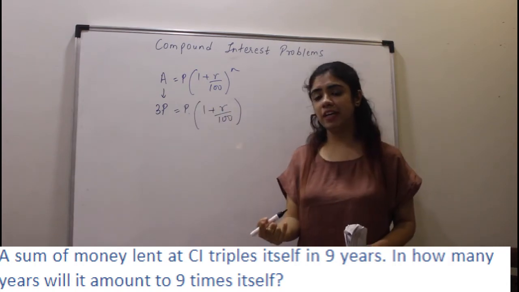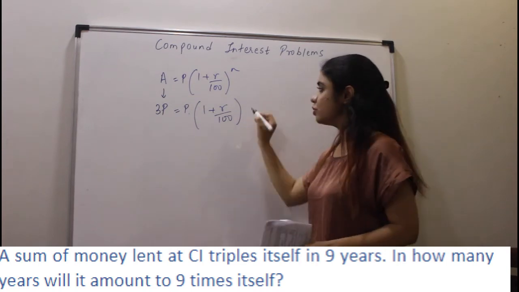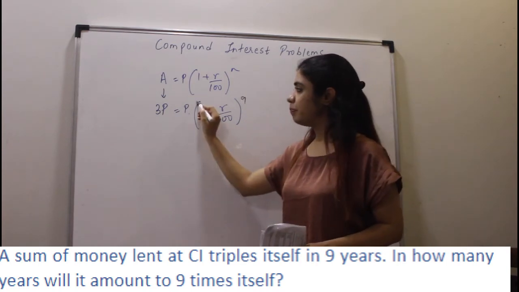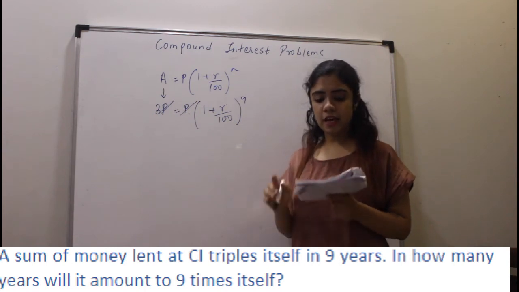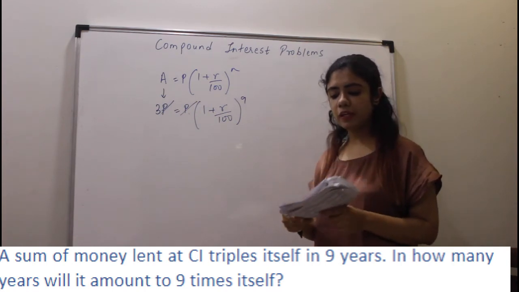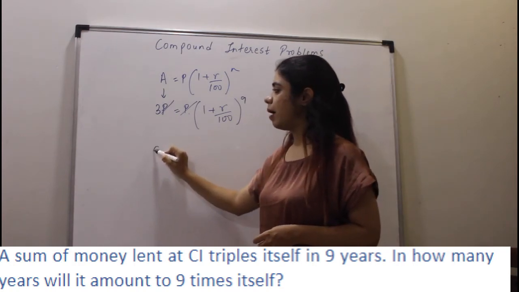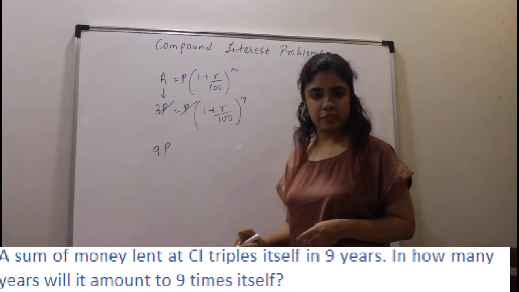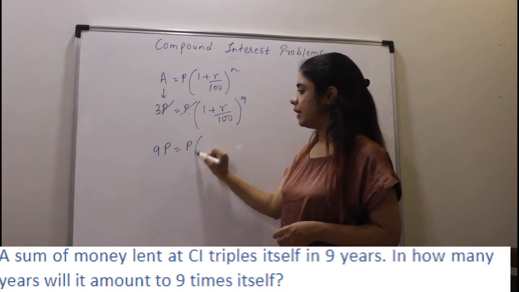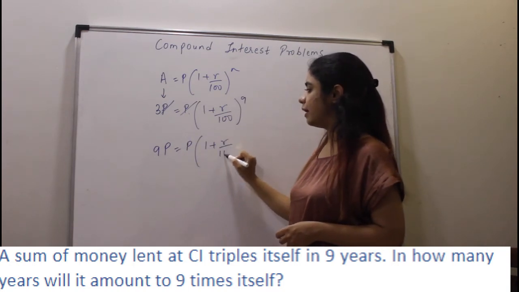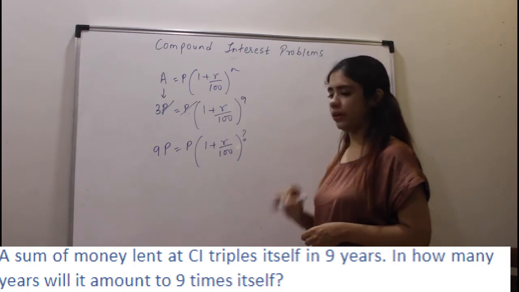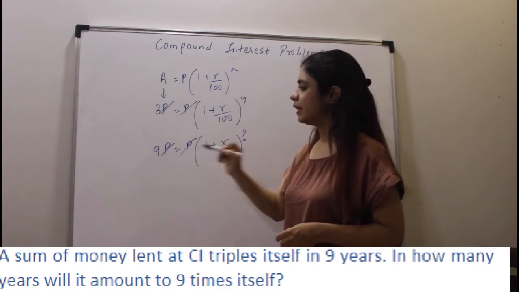In how many years is it happening? It is happening in 9 years. So this is raised to 9. My P will get cancelled. Now the question is, in how many years will it become 9 times itself? So I want my amount to be 9 times the principal. So that is equal to P into 1 plus R by 100 raised to what? P will get cancelled.